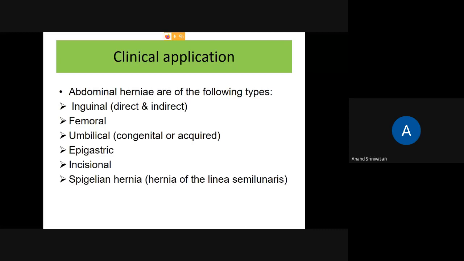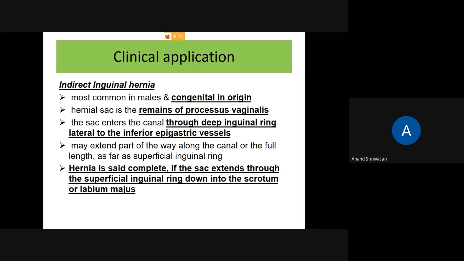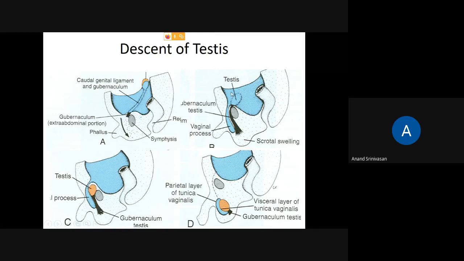For example, C-sections. Then epigastric hernia occurs in the epigastric region. Incisional hernia is after surgery. Spigelian hernia is the hernia of the linea semilunaris. Here I have described the indirect inguinal hernia, the congenital indirect inguinal hernia.